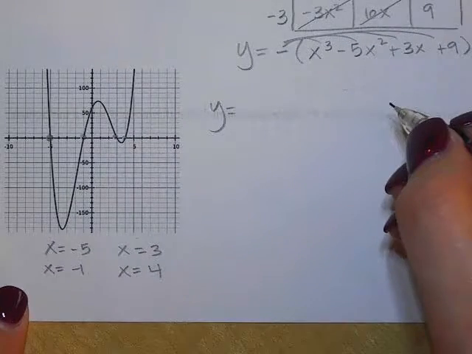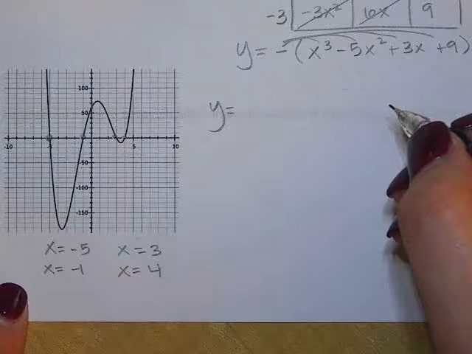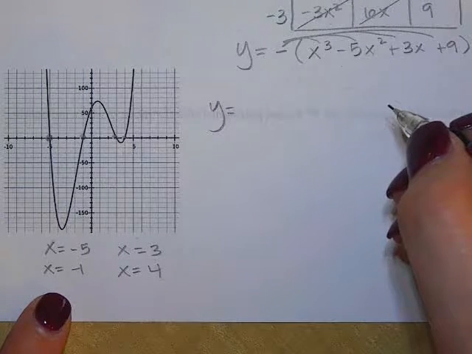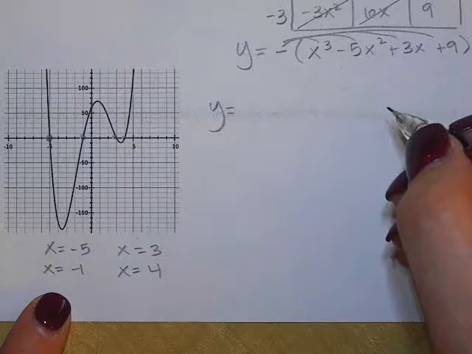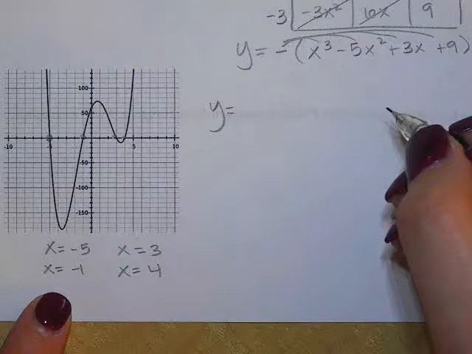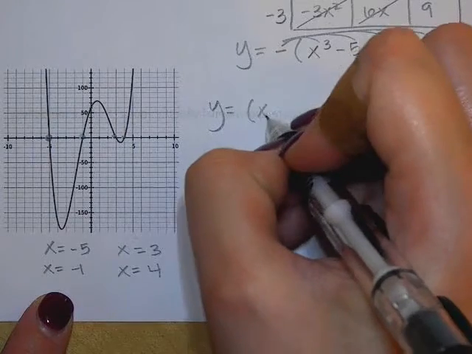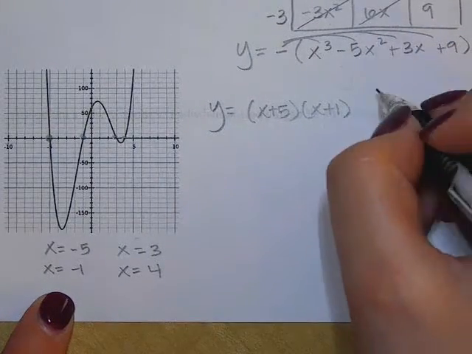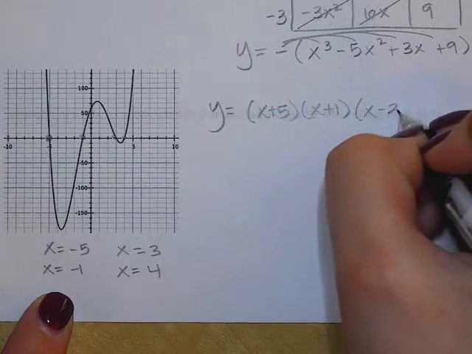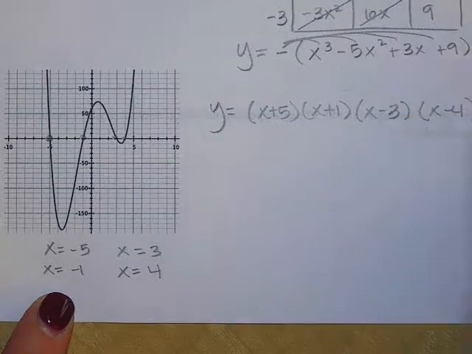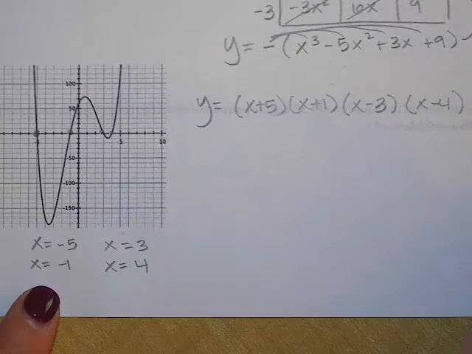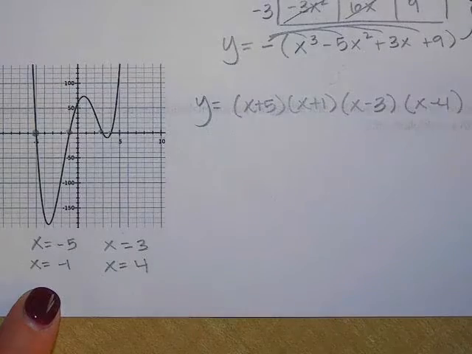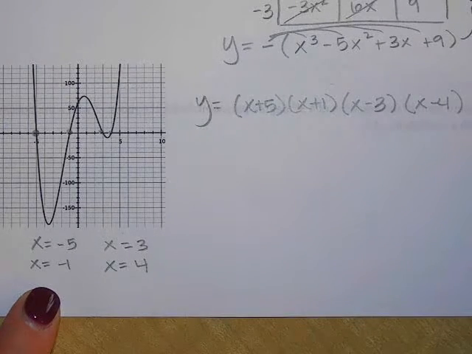And so how do I write that? x plus 5, x plus 1 in parentheses. These are all in parentheses. x minus 3, x minus 4. All to the power of 1. So it goes straight through, straight through, straight through, straight through. These are all to the power of 1.